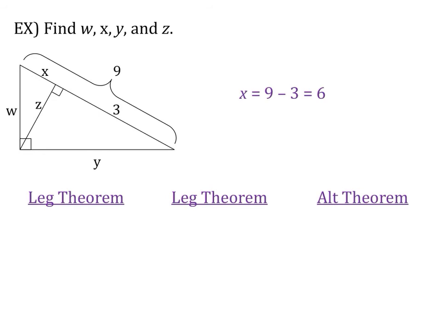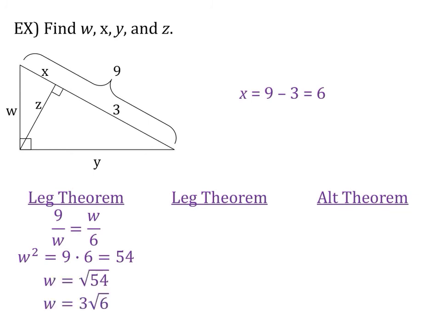So let's go to w next. We'll set up our proportion. We'll use our leg theorem because it's a leg of the original right triangle. So we would say 9, which is the whole hypotenuse, divided by w, which is the leg we are solving for, equals w divided by 6. We just figured that out from subtracting 3 from 9. So it's the small piece of the hypotenuse that's immediately adjacent. Do your cross products, resulting in w squared equals 54. Take the square root of 54, which simplifies to 3 square root of 6.